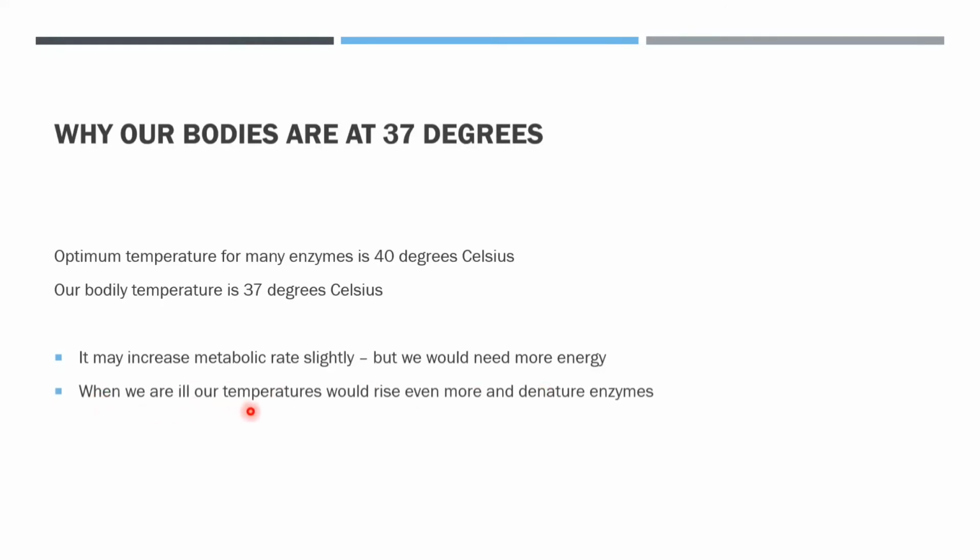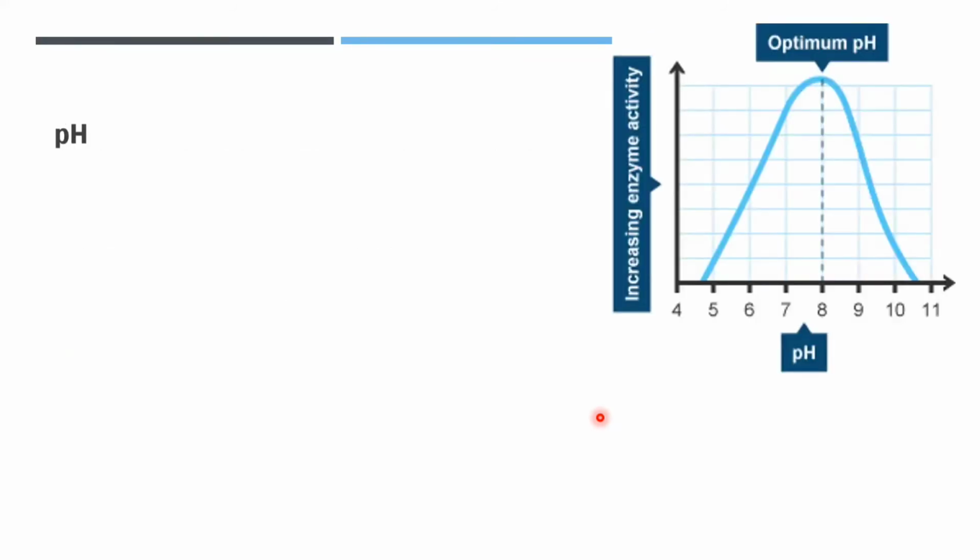Also, when we're ill, our temperatures rise. So if our internal temperature was already 40 degrees, having to rise even more when we're ill would denature our enzymes, meaning that many of our bodily processes won't work very well or at all. For example, digestion.